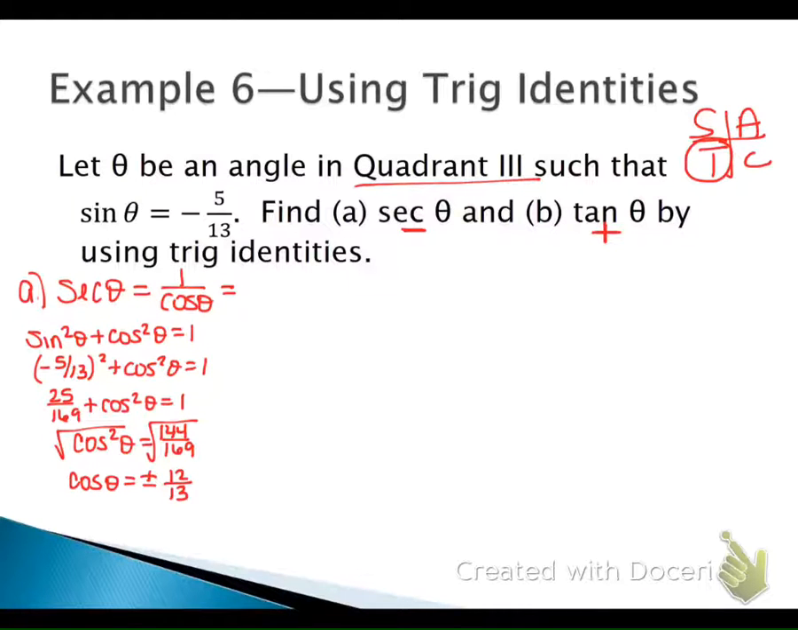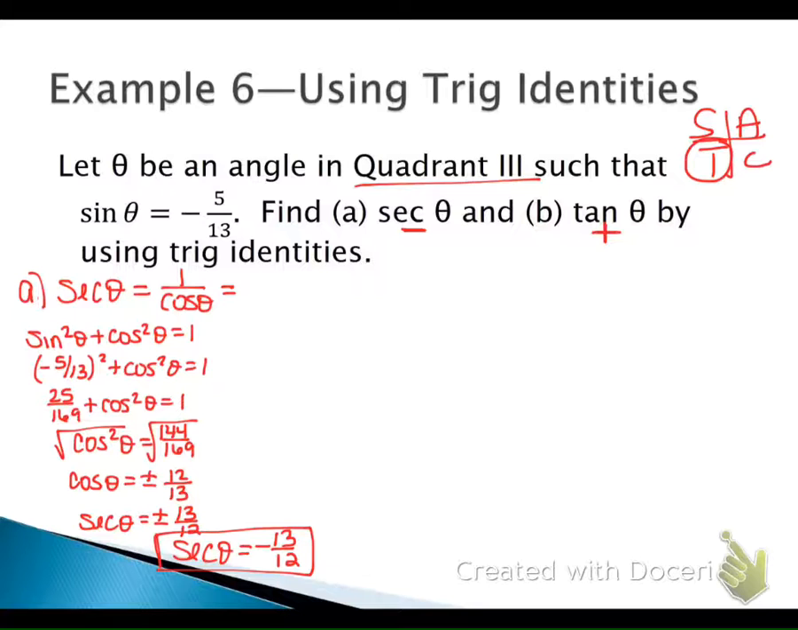Which means secant of theta is going to be plus or minus 13 over 12 because it's the reciprocal, right? Now, which one are we after, the positive or the negative? Well, we said we're in quadrant 3 and secant's going to be negative, so our answer is secant of theta equals negative 13 over 12. All right, so there's A.